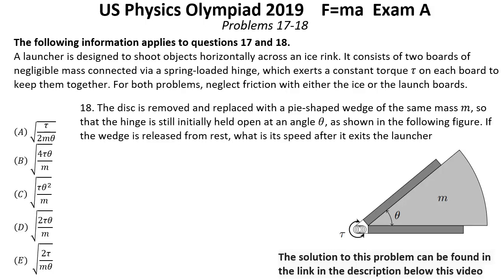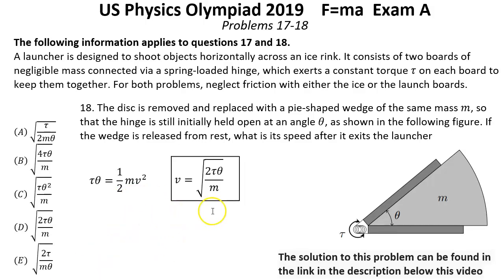Because torque is constant, the total potential energy of this launcher is tau multiplied by theta, which is going to kinetic energy of this wedge. So we have the equation tau theta equals 1/2 m v squared. And from here we can find the final speed. That will be the expression v equals the square root of 2 tau theta over m, which is answer D, and this is the solution for problem number 18.